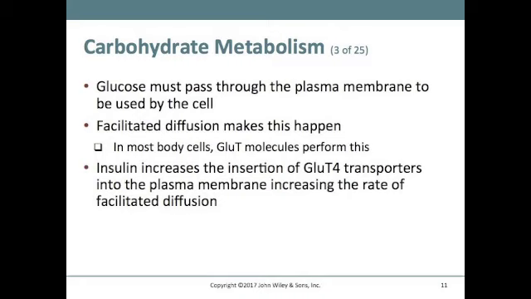Moving on to the next slide, glucose must pass through the plasma membrane to be used by the cell, and this requires facilitated diffusion. Glucose entry into most of the body cells occurs via GLUT molecules. This is a family of transporters that bring glucose into cells via facilitated diffusion. A high level of insulin increases the insertion of one type of GLUT, called GLUT4, into the plasma membranes of the body cells, thereby increasing the rate of facilitated diffusion of glucose into the cells. In neurons and hepatocytes, however, another type of GLUT is always present on the plasma membrane, so glucose entry is always turned on. On entering a cell, glucose becomes phosphorylated. Because GLUT cannot transport phosphorylated glucose, the reaction traps glucose within the cell.